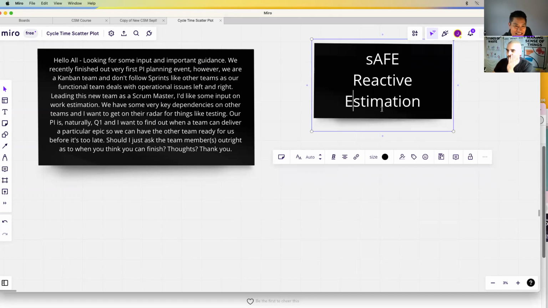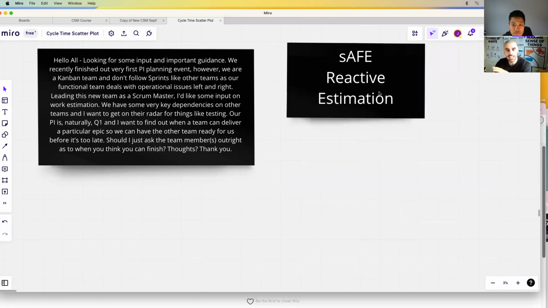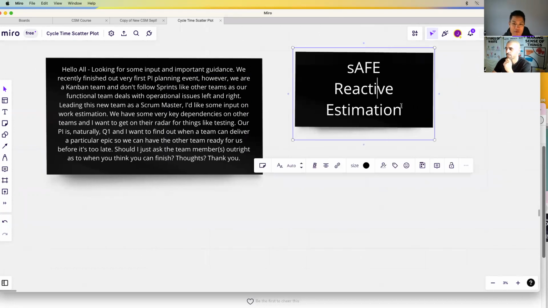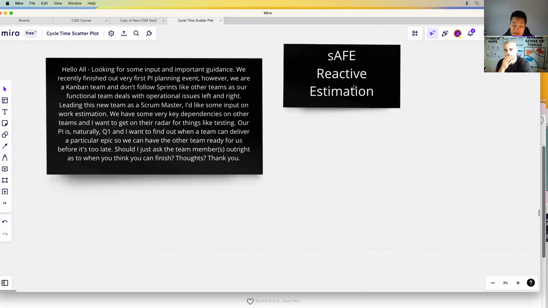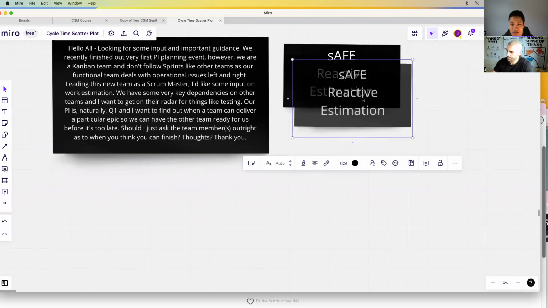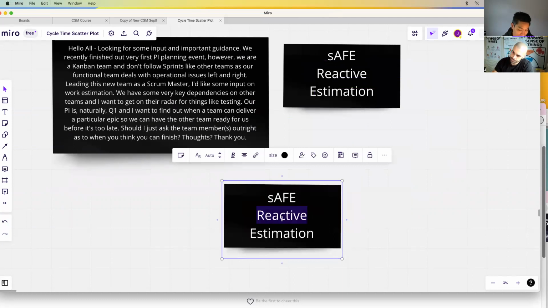Okay, estimation, fine. Our PI is naturally Q1, and I want to find out when a team can deliver a particular epic. So by this, Terence, I don't know if you're reading this, I'm hearing that someone wants to understand when another team, not their team, can deliver upon an epic. So what I understand is, we're working through the PI for our own team, but we have dependencies on another team. So we can only deliver our work when they've delivered an epic for us. And the question is, how do we get more predictable when we have dependency on other teams?